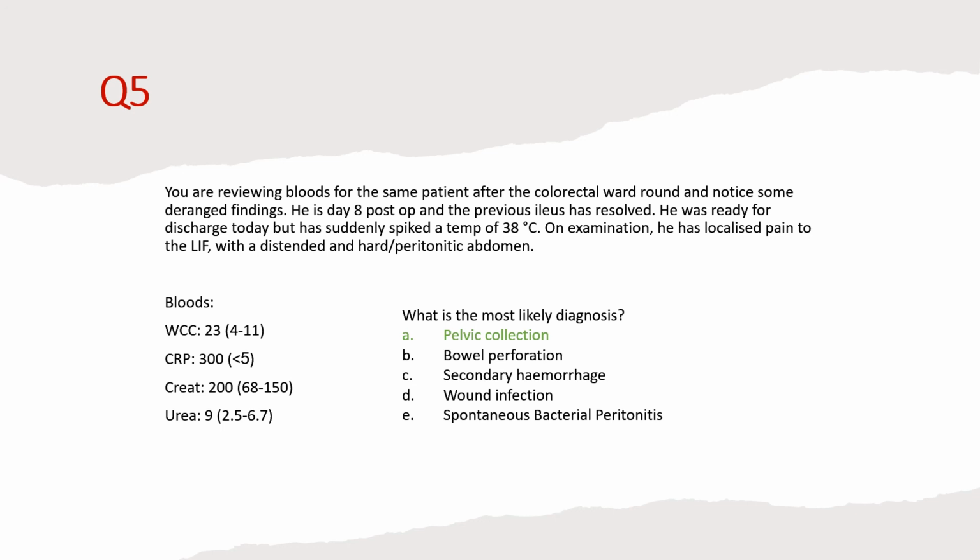Bloods-wise, what you can tell is white cell count is high, showing that there's infection. CRP usually is a really good indicator. If a CRP is greater than 200, it's very likely to be a pelvic collection, or is a high indicator for a pelvic collection. Creatinine just shows that she's dehydrated, and high urea as well in this case very much points to that. It's very limited information.